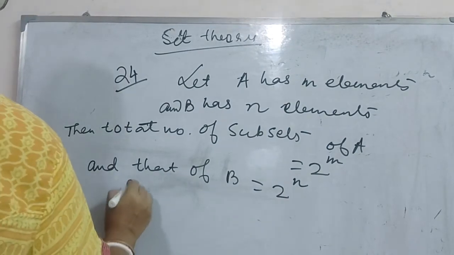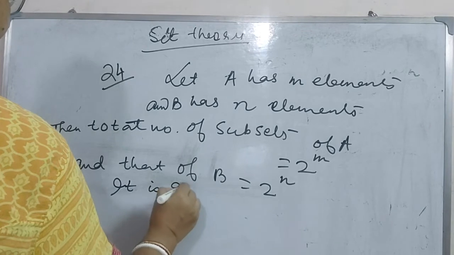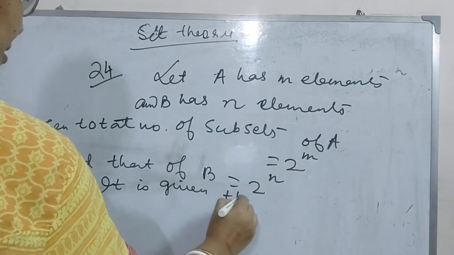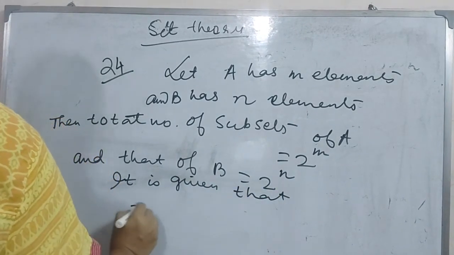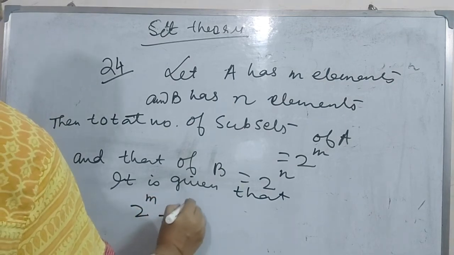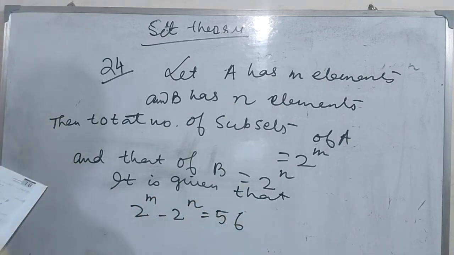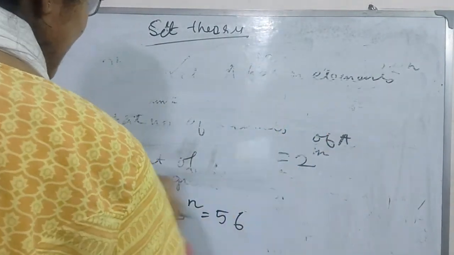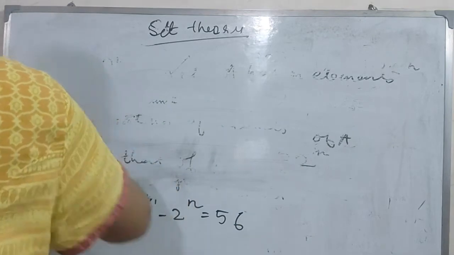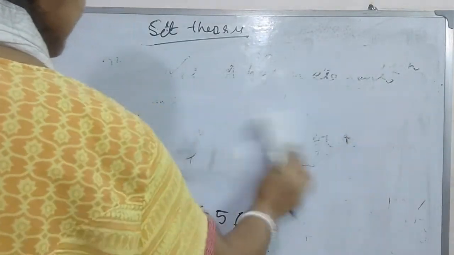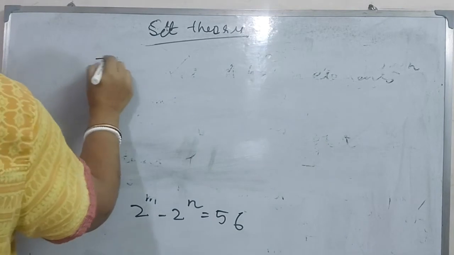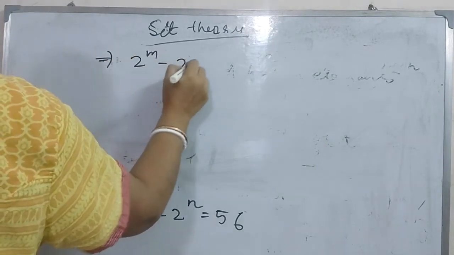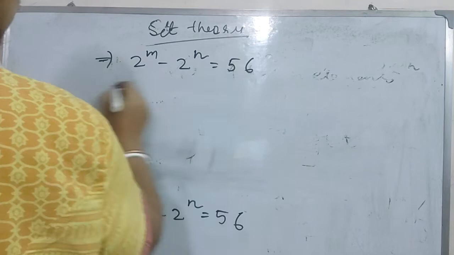Here it is given that 2 to the power m minus 2 to the power n equal to 56. We have to find out the values of m and n.